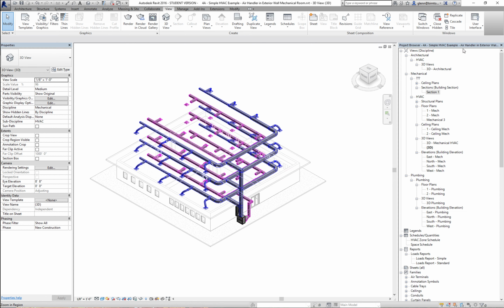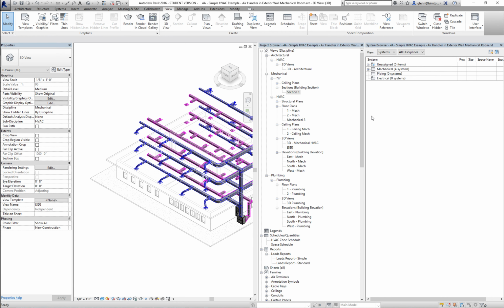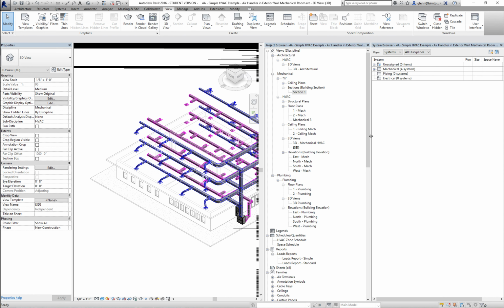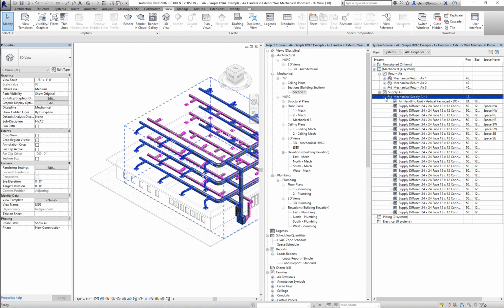Under View, in the user interface, you can turn on something called the System Browser, which is also function 9. I wish I had a button that made it a little easier to see. But this little browser shows you the different systems. I have 4 different mechanical systems. On the return air side, it looks like I have 3 different return air systems. On the supply air side, I have 1 big supply air system that has all those different diffusers. So on the supply side, since I connected it all together, you notice there's a big system.